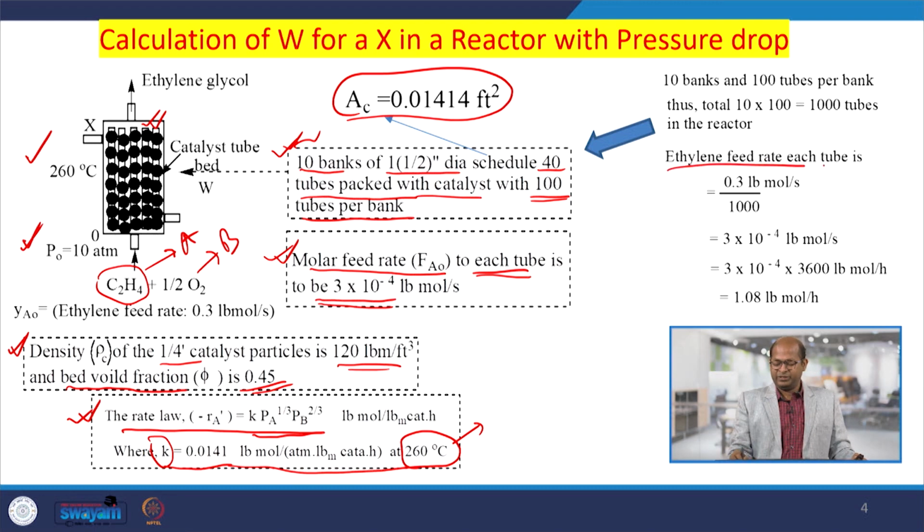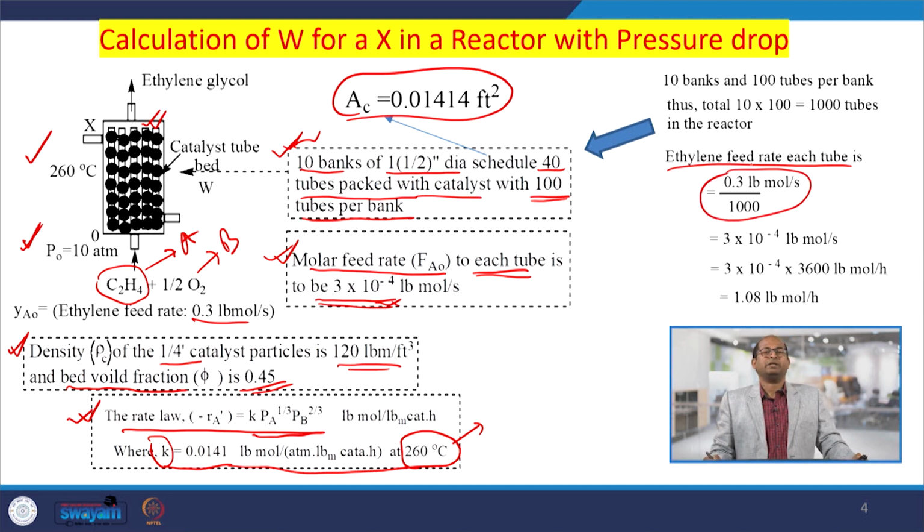Now, the ethylene feed rate is given here, 0.3 pound mole per second. How has this been calculated? Let us say 0.3 pound moles per second is the total feed rate. If there are a total of 1000 tubes, that many pound moles would be fed through each individual tube. If we convert that into pound moles per hour, it would come to this. So, the ethylene feed rate for each tube is given.